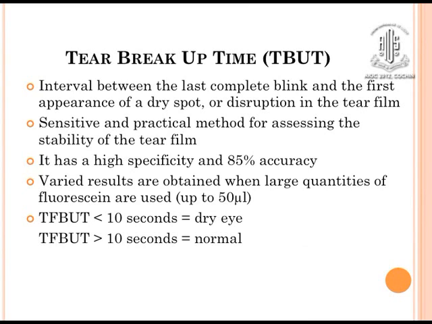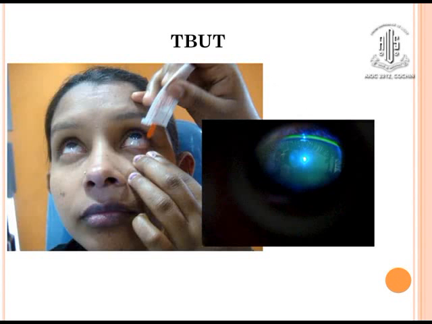Tear breakup time is the time interval between the last complete blink and the appearance of the first dry spot. Less than 10 seconds is considered abnormal. It is highly specific and also sensitive for assessing the stability of the tear film. So you should use only a minimum amount of fluorescein to stain. You should not cause reflex watering.